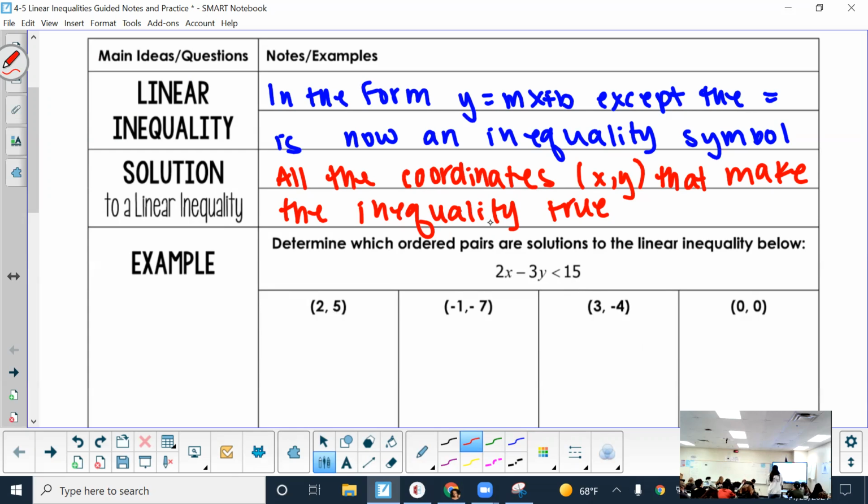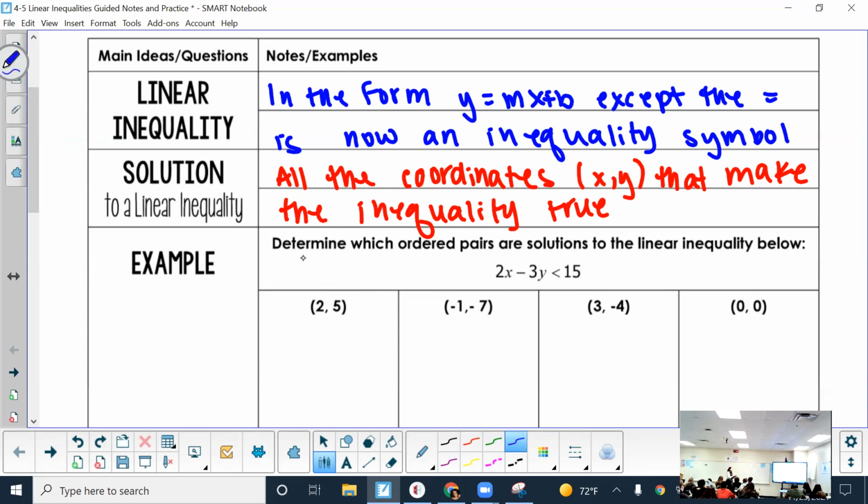But look at the linear inequality. It's not in slope-intercept form. What form is it in? It is in standard form. Normally we rearrange it to slope-intercept form, but you guys know by now that you can do that from standard form to slope-intercept form. So you guys will do that a little bit later. Right now, we just need to check if these coordinates would make the inequality true. And if it is true, then it's a solution.